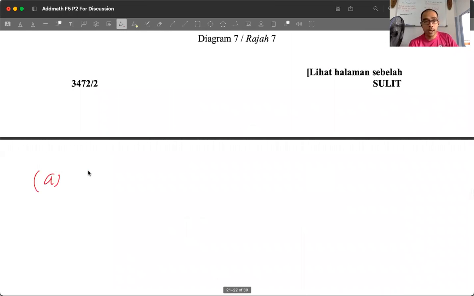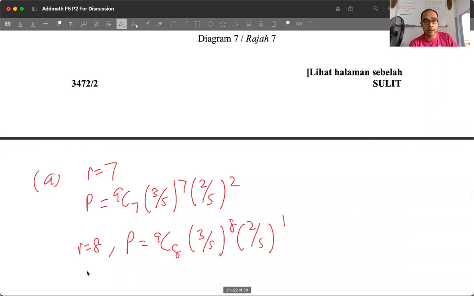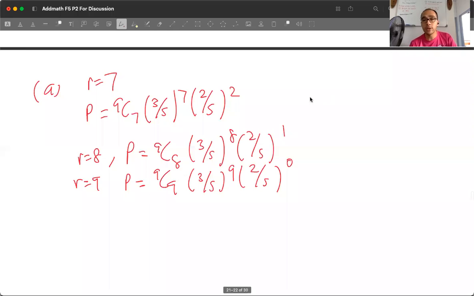When R equals 7, the probability is 9C7, 3 over 5 to the power of 7, 2 over 5 to the power of 2, or 9 minus 7, same thing. When R equals 8, P equals 9C8, 3 over 5 to the power 8, 2 over 5 to the power 1. When R equals 9, P equals 9C9, 3 over 5 to the power 9, 2 over 5 to the power of 0. Each of these you can calculate individually, doesn't matter.